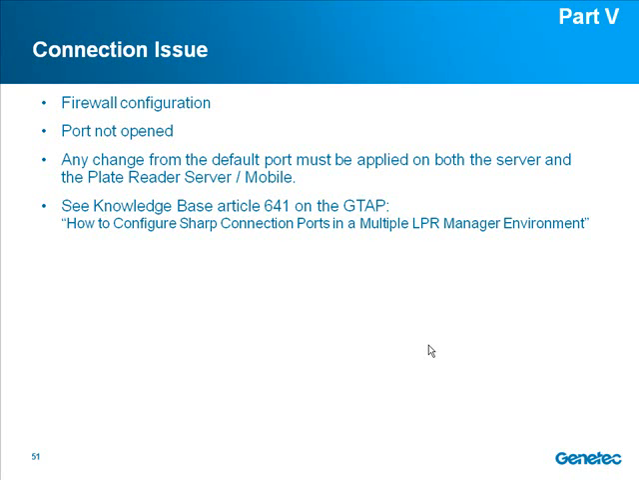A quick tip is to run netstat -n on the Sharp camera. If the connection says established in the report that comes up, then you don't have any problems and the Sharp is connected.